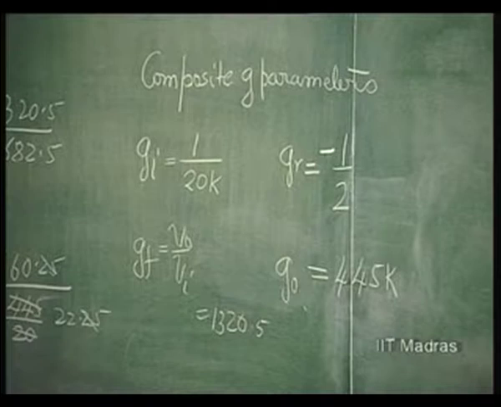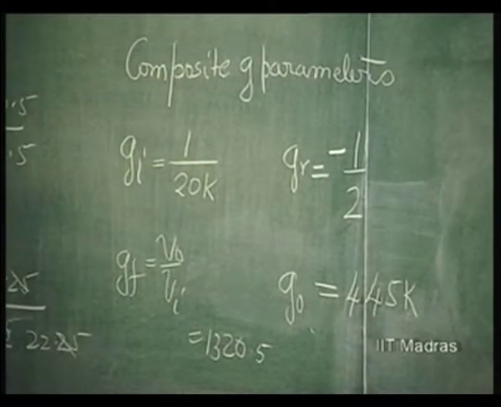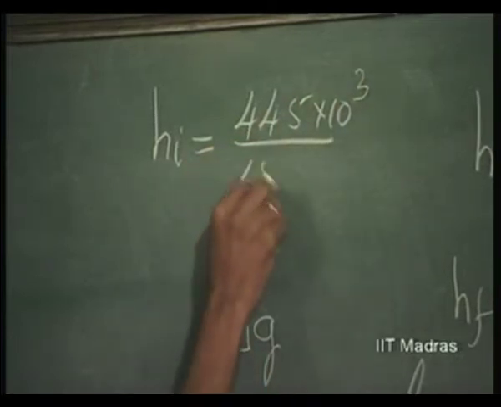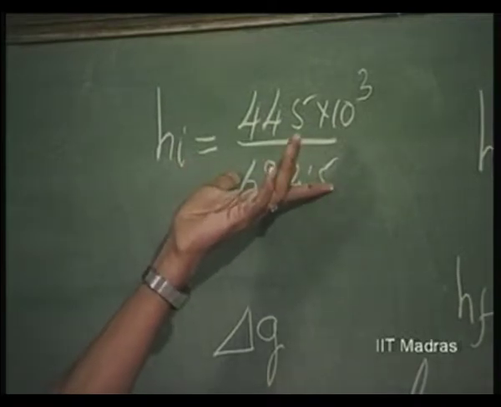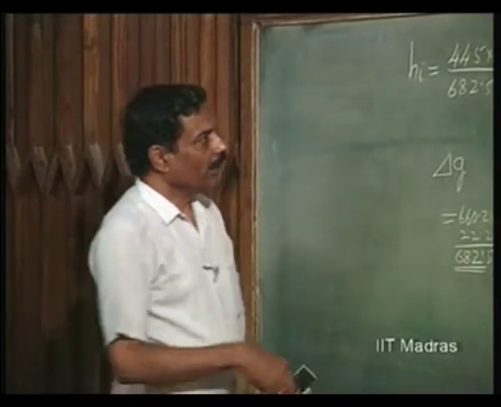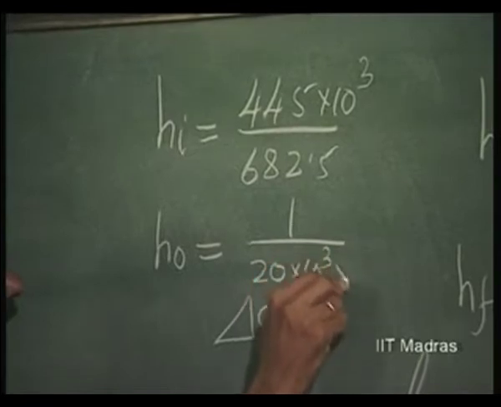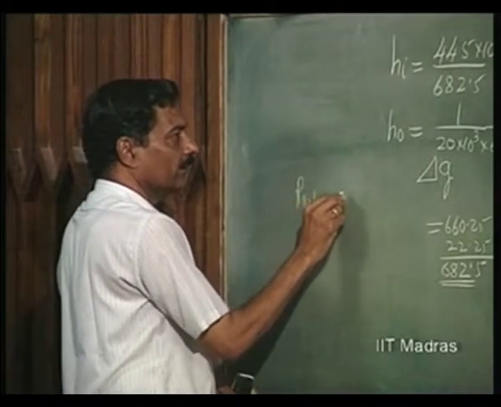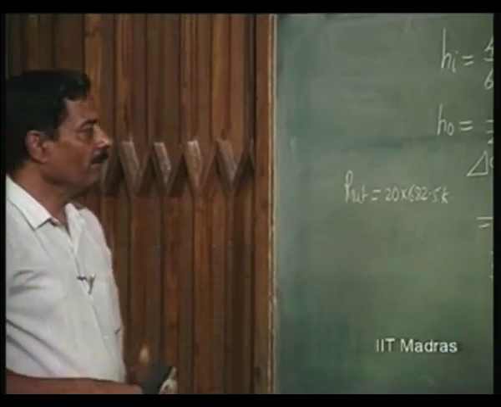Next, let us find out H I. H I is this 445 K divided by 682.5, less than 1 kilo ohm. This is going to be less than 1 kilo ohm. So, the input resistance has come down drastically, it is becoming current controlled. Output H naught conductance is going to be 1 over 20 K into 682.5. So, the output resistance R out is going to be 20 into 682.5 K, or it is going to be of the order of mega ohms.